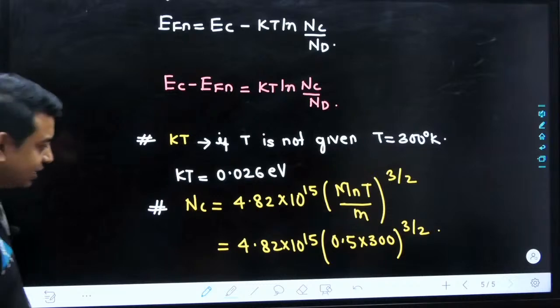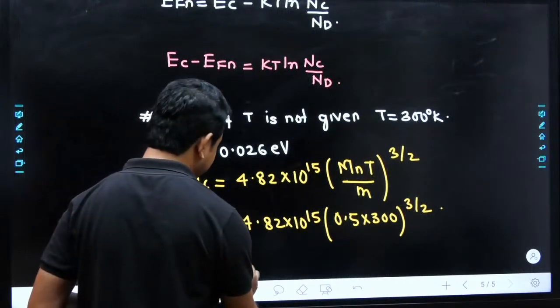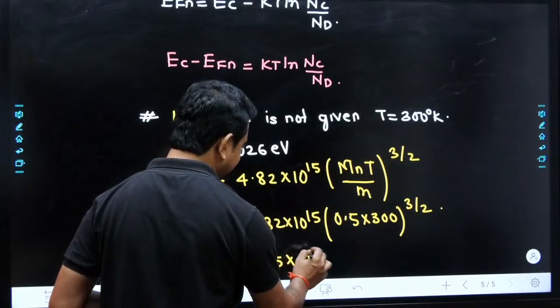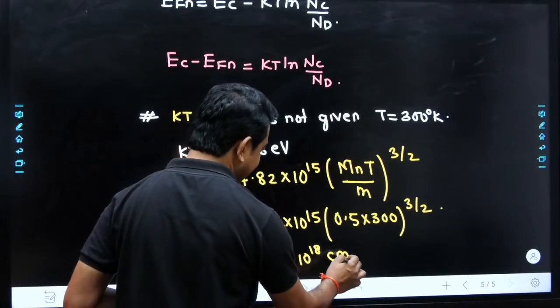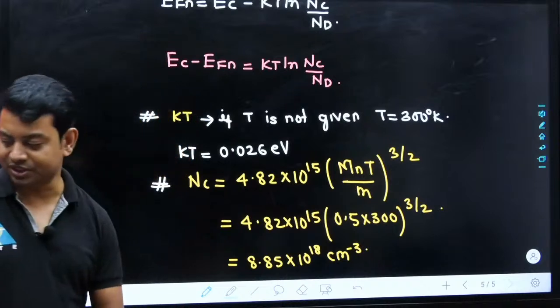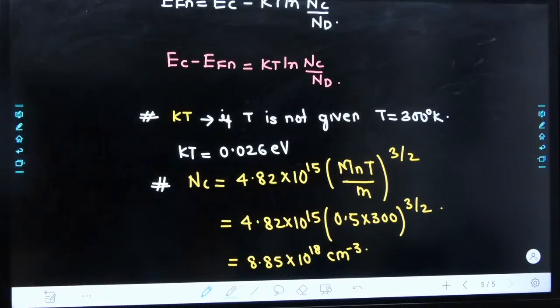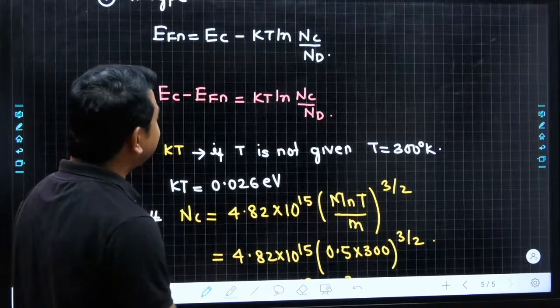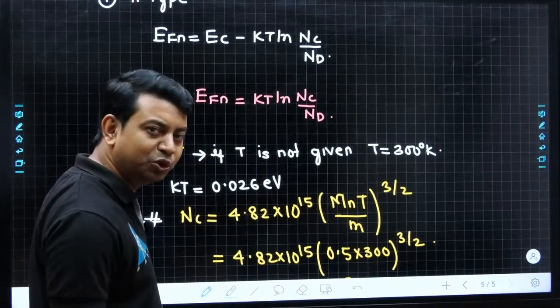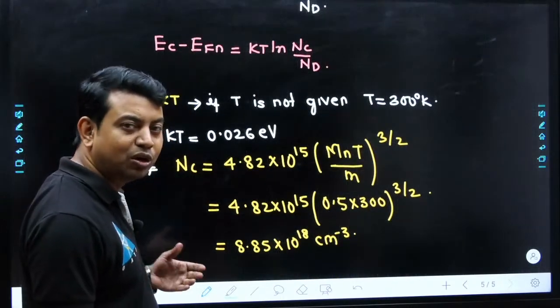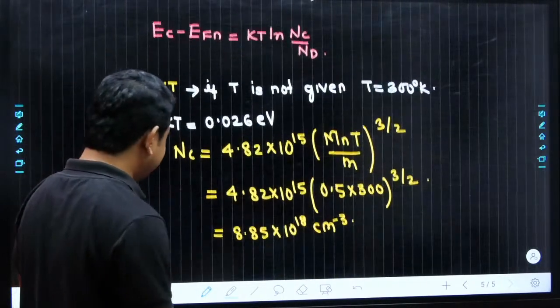So here we are having this particular value, 8.85 into 10 to the power of 18 per centimeter cube. This is a very large value. That means this is nothing but the density of states, 8.85 into 10 to the power 18 per centimeter cube. And next, we don't know the value of Nd here. Do you know? Yes, sir, we don't know. But we can find it.